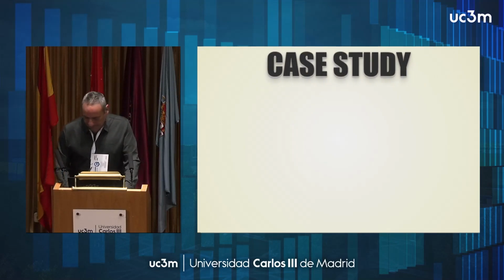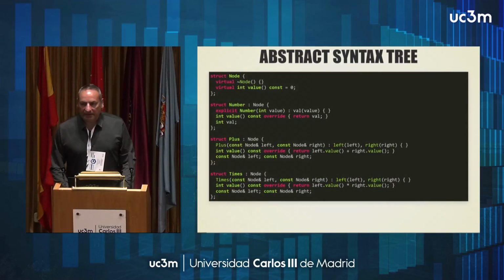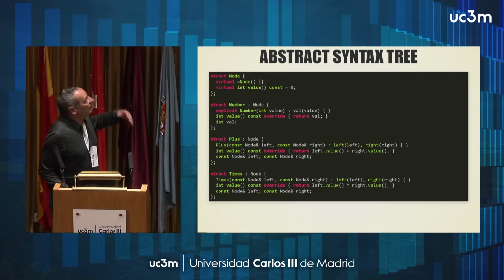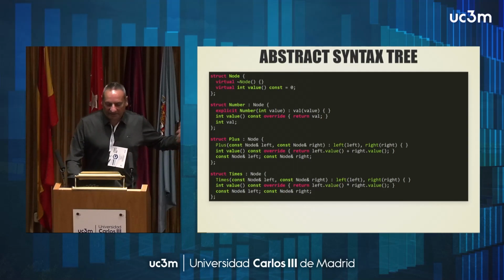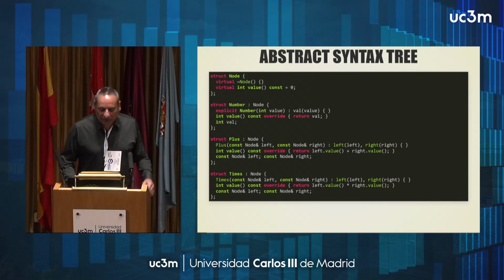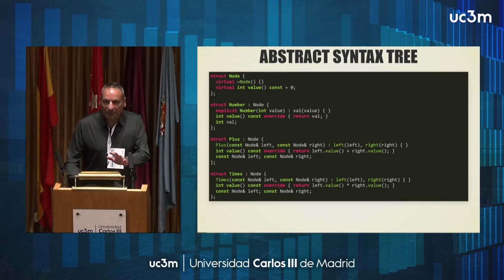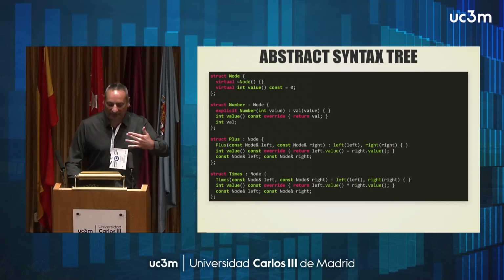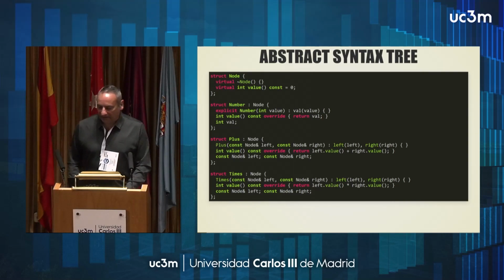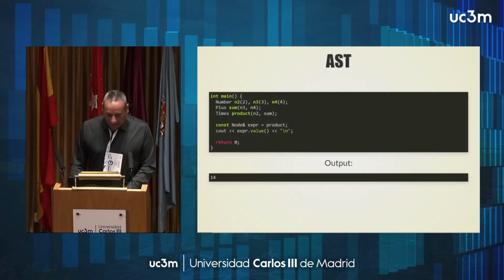Let's take an example. An abstract syntax tree that represents a simple arithmetic expression. There's nothing complicated here. We have an abstract base class called Node, which has a pure virtual function called value, which returns the value for the node. Number is simply a container for a literal, and Plus has references to 2 nodes. It evaluates the right node, it evaluates the left node, it returns the sum, and we have the same thing for multiplication. And it works nicely.